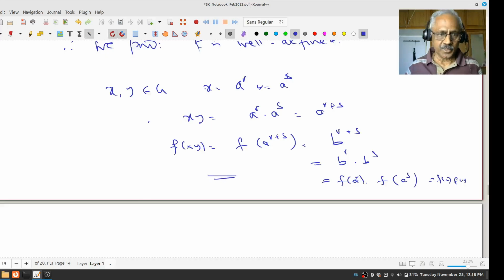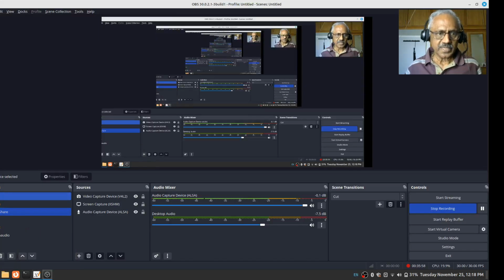So, try to see that without checking well-definedness, I can actually use law of indices and do that. But then the crucial point is well-definedness. I do not know if my x is a^k as well as a^r, whether f of x is well-defined. That is, b^r is the same as b^k. I want to ensure that. After that, checking that it's a group homomorphism is trivial. It follows from law of exponents.